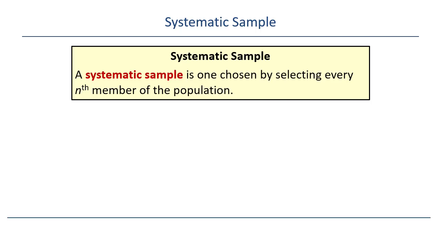So you would randomly choose a number between 1 and 10. You get 3, so you would go to the third person on the list. And then you would go every 10. So then you go 3rd, 13th, 23rd, 33rd, and so on and so forth. And that would give you a systematic random sample.